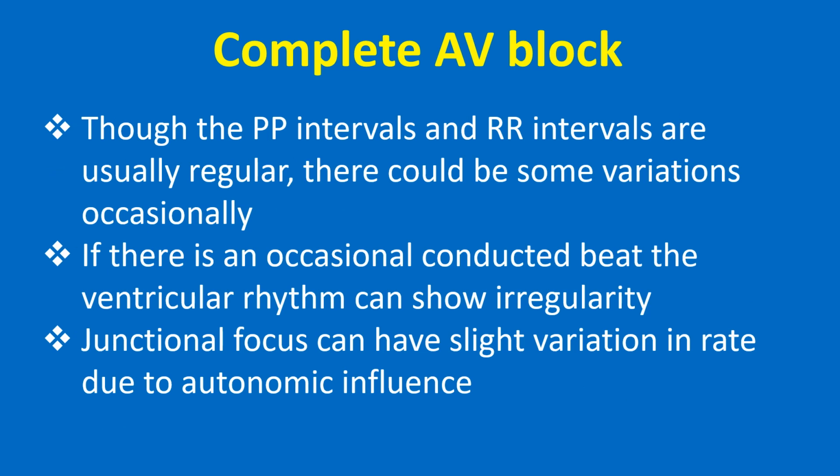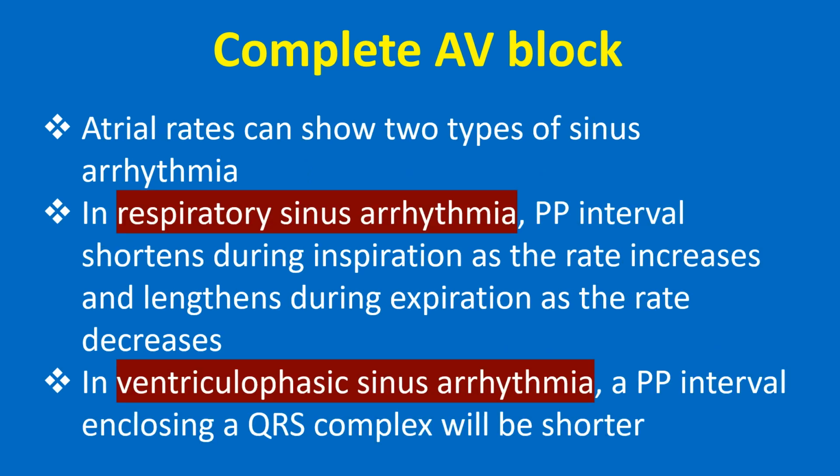Though the PP intervals and RR intervals are usually regular, there could be some variations occasionally. If there is an occasional conducted beat, the ventricular rhythm can show irregularity. Junctional focus can have slight variation in rate due to autonomic influence. Atrial rates can show two types of sinus arrhythmia. In respiratory sinus arrhythmia, PP interval shortens during inspiration as the rate increases and lengthens during expiration as the rate decreases. In ventriculophasic sinus arrhythmia, a PP interval enclosing a QRS complex will be shorter.